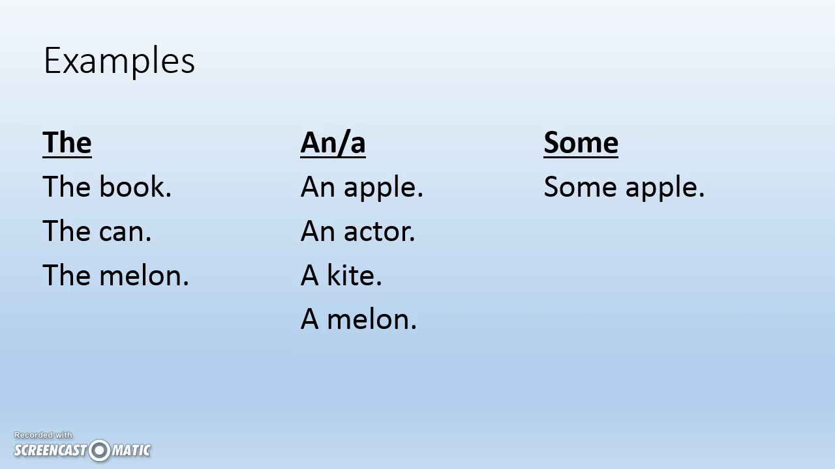For some, we have some apple, some melon, some kite. Again, we don't know what the author is specifically referring to. We just know that it is an apple, a melon, or a kite. We don't know which specific type of apple, melon, or kite the author is referring to.